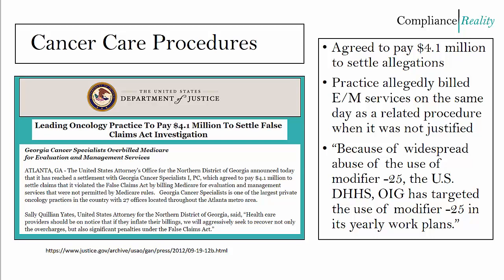Now, it was interesting that in this press release, it was noted that because of widespread abuse of the use of Modifier 25, the United States Department of Health and Human Services, OIG, has targeted the use of Modifier 25 in its yearly work plans. Later in the session today, I'm going to show you some work that the OIG has done in regards to Modifier 25 with their audits and investigations, as well as something that they have in the works that we're still waiting to get that report probably a little later in 2022.